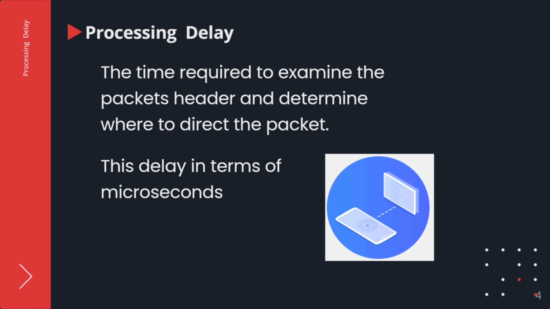First is processing delay. Processing delay means whatever time is taken by the router to process the data, after which the router can understand what the next router will be. The delay time is in terms of microseconds.